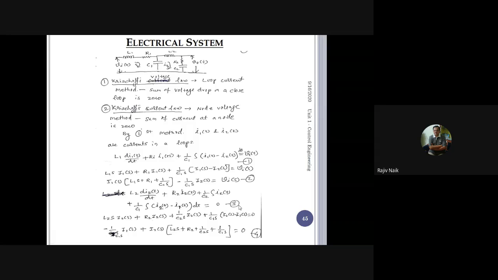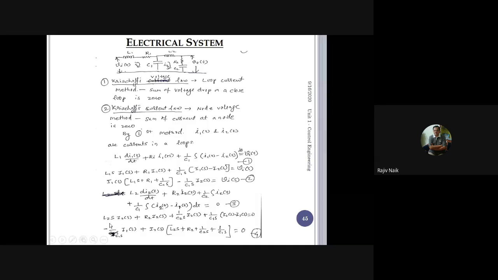Then if I take a Laplace transform of that, we get L2 S I2(S), R2 into I2(S), 1 upon C2 S I2(S), plus 1 upon C1 S into I2(S) minus I1(S). That is what I have done.